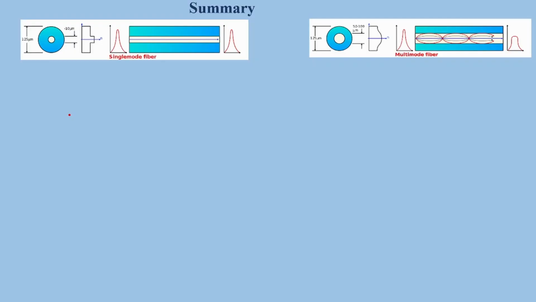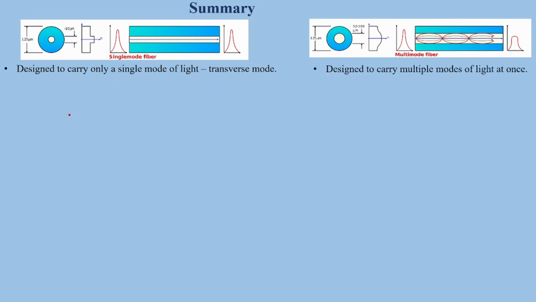Now let's summarize the differences between single mode and multimode optical fiber cables. Generally, single mode optical fiber cables are designed to carry only a single mode of light, whereas multimode optical fiber cables are designed to carry multiple modes of light at once, or simultaneously. Single mode optical fibers are used for long distance transmissions of signals generally, and multimode optical fibers are used for comparatively shorter distance transmission of signals.